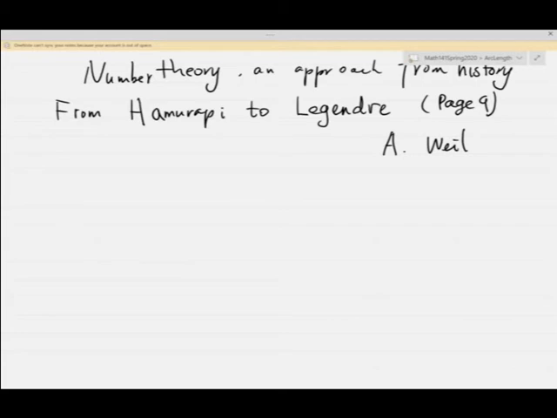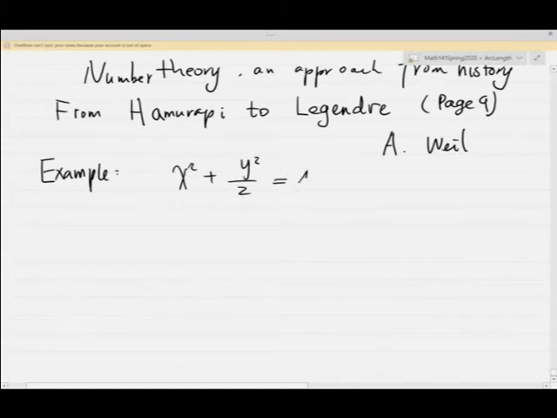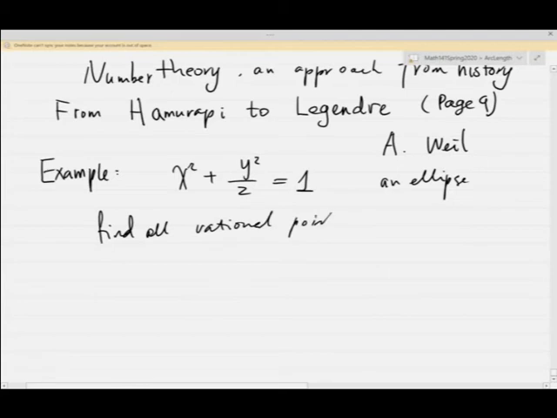Now a higher degree is more complicated, we may expect. Degree 2 curves are special. Now this is an ellipse. So find all rational points on the ellipse.